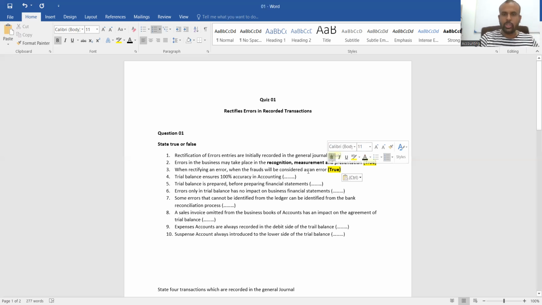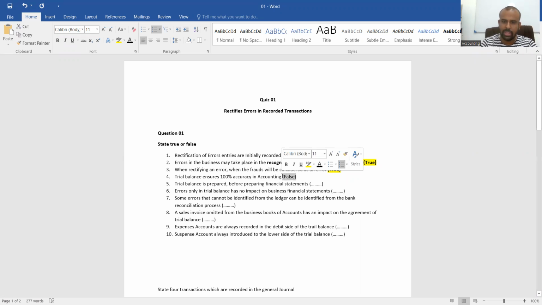The trial balance ensures 100% accuracy in accounting. Is that true? No, false. Trial balance does not ensure 100% accuracy in accounting. Some of the errors can be detected, but some of the errors cannot be detected.